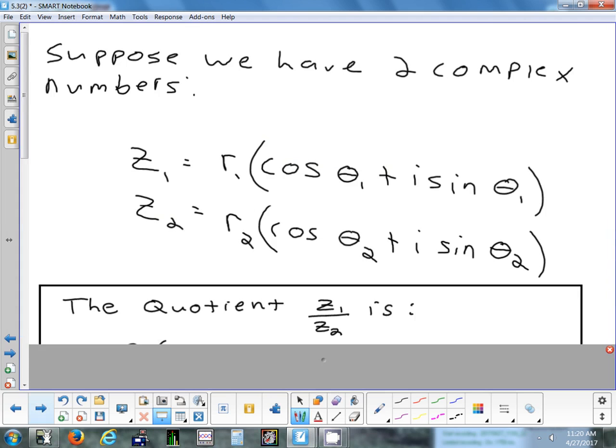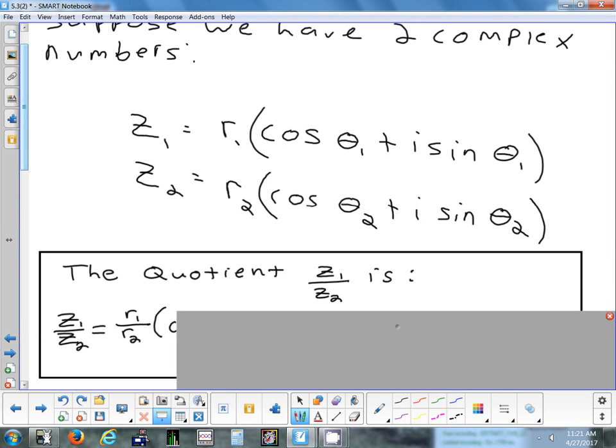So if you know how to do multiplication, then you probably can figure out how to do division. It's almost the same thing. It follows a nice pattern like the last one. When we multiplied, what did we do with R1 and R2 last time? Yep, we multiplied them. What do you think we're going to do with R1 and R2 this time? Got it? Divide them. So in your final answer, the radius is R1 divided by R2.